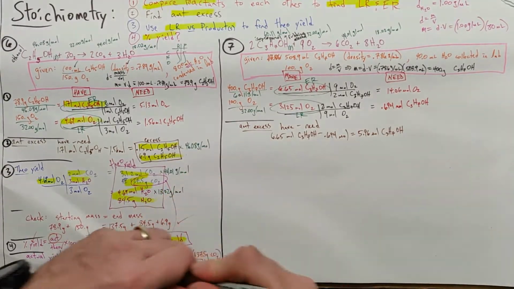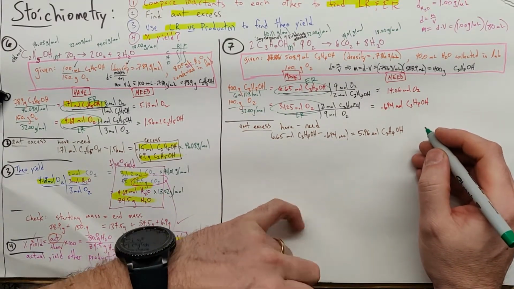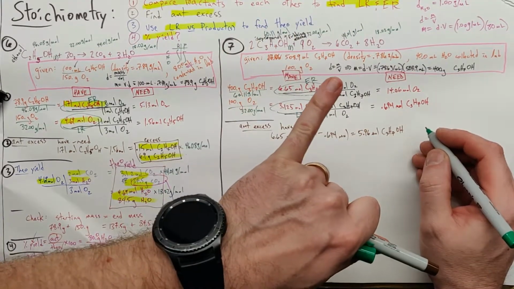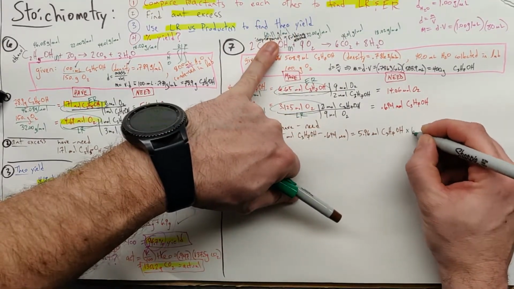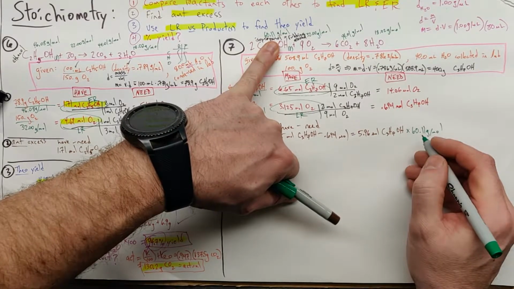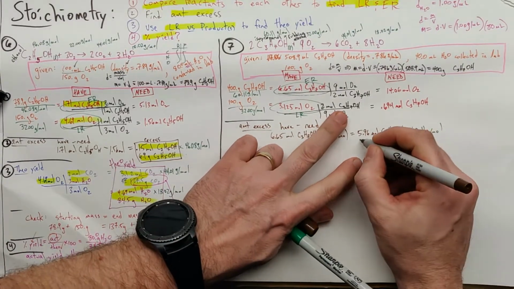And we can turn that into a mass by multiplying by our molar mass. And our molar mass was 60.11 grams. And so we end up with around 358 grams of excess isopropanol.